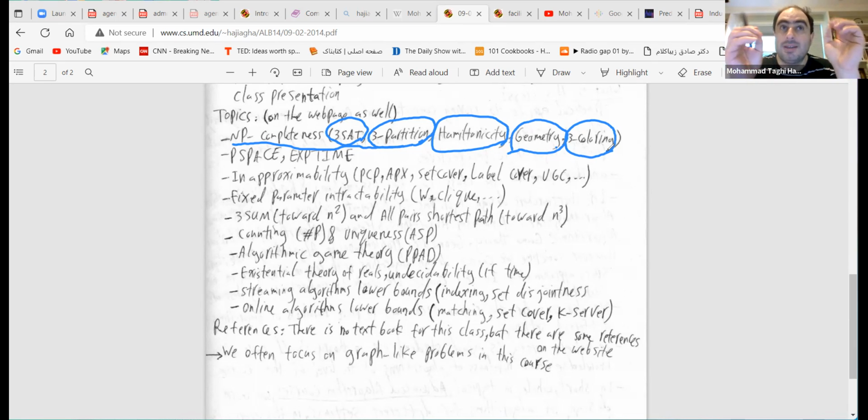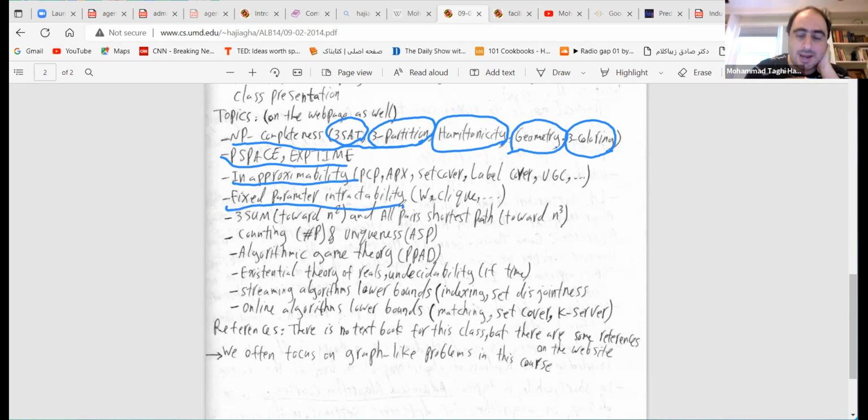You need to define the problem, give the reference for the later work, and state the current result that exists for it. For example, this problem is NP-hard or something. We talk about PSPACE and exponential time. We talk about inapproximability for approximation algorithms. We talk about fixed parameter tractability. And these two are called fine-grained complexity.